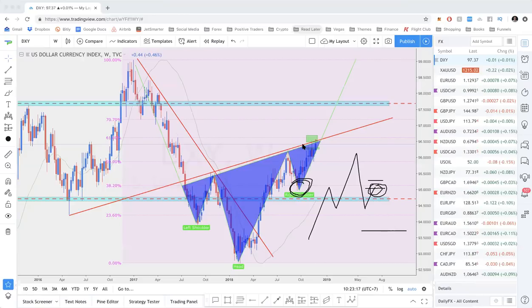The proper way to trade a head and shoulders, going back to this larger example, is you're supposed to wait for the neckline. If you don't know what the neckline is, just Google it, guys.